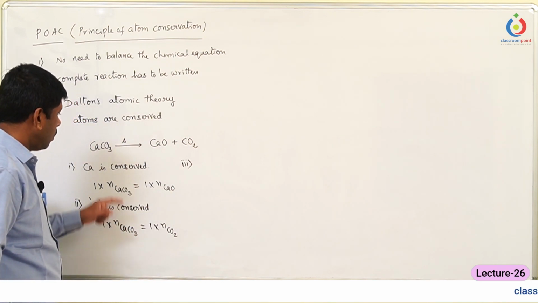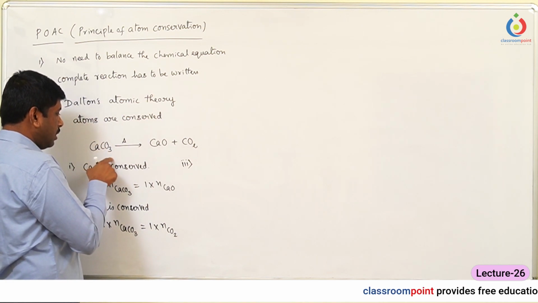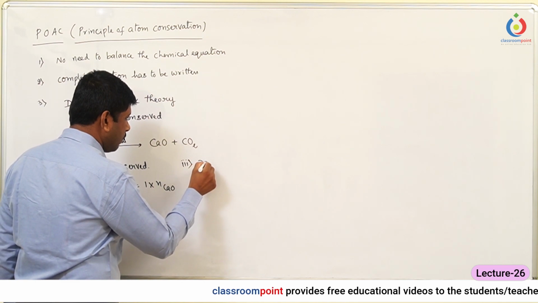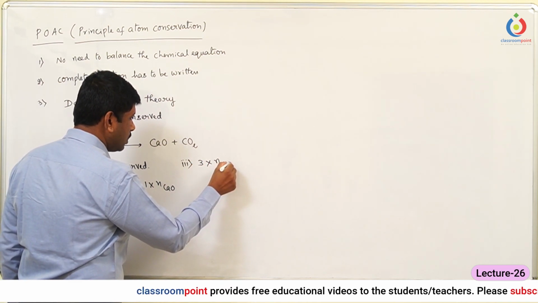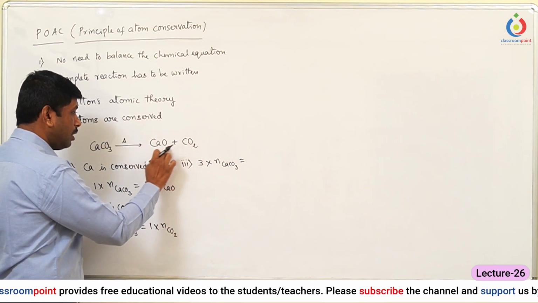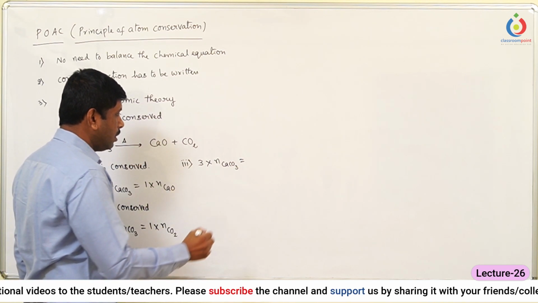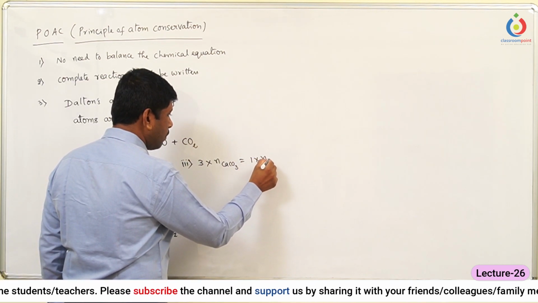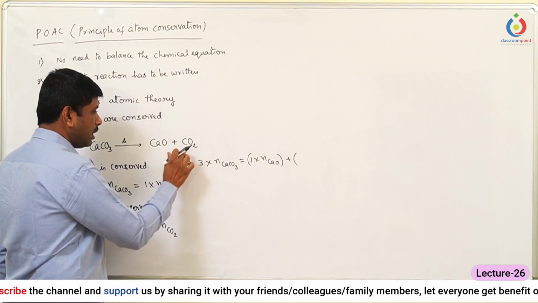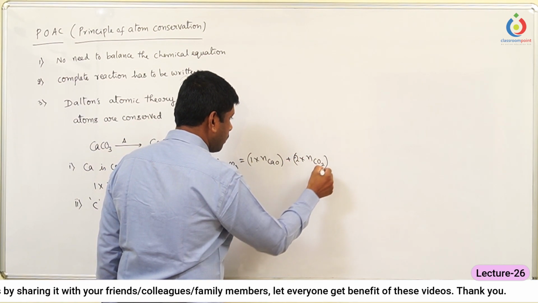Now what about if we consider the oxygen? See here, 3 oxygen atoms are present in a single molecule of calcium carbonate. So we can write that 3 into number of moles of calcium carbonate is equal to, now oxygen is present in both, so both are to be considered. Here 1 oxygen atom is present, so 1 into number of moles of calcium oxide, plus here 2 oxygen atoms are present, so 2 into number of moles of carbon dioxide.